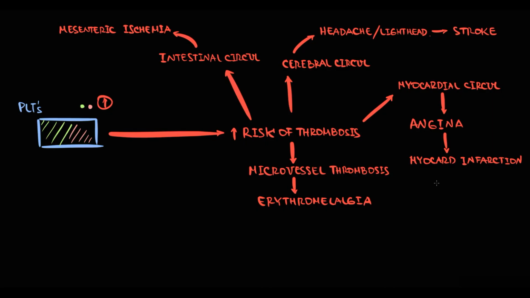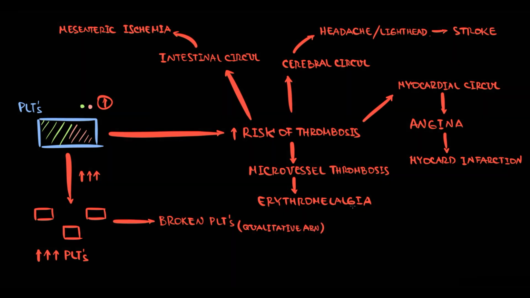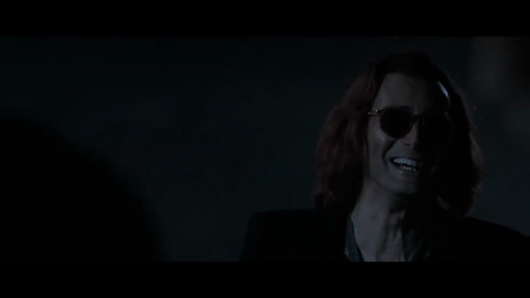Mutations in essential thrombocythemia provoke progressive increase in platelets production. And the problem is that severe increase in platelets production force bone marrow to produce broken platelets. Because actually, when you significantly increase the quantity of production, at some point it will affect the quality.